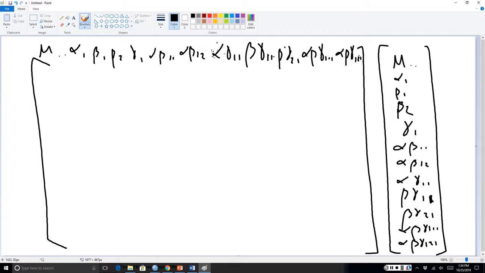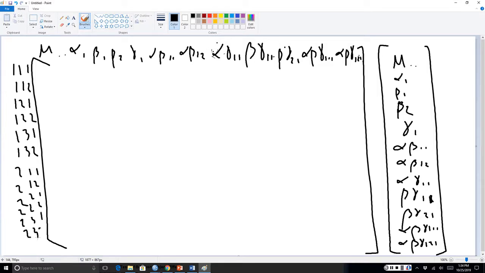Okay, so there's 3 by 2, there's 12 treatment groups, right? So we list the groups: 1, 1, 1, 1, 1, 2, 1, 2, 1, 1, 2, 2, 1, 3, 1, 1, 3, 2, and so on through 2, 3, 2. Yeah, okay. All right, so now we know all the mu's are getting 1s.